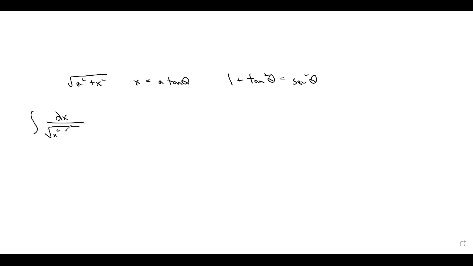And maybe I should write out the second row because that's what we're going to use for this. So this is where it's in the form of a squared plus x squared. You use the substitution x equals a tan theta. And you use the trig identity 1 plus tan squared theta equals secant squared theta. Okay, so the actual question is the integral of dx over square root of x squared plus 4.